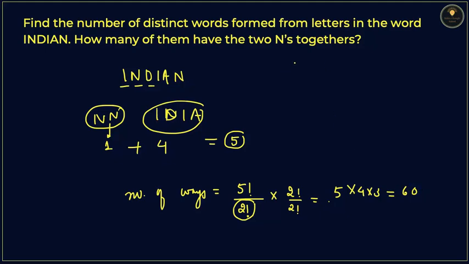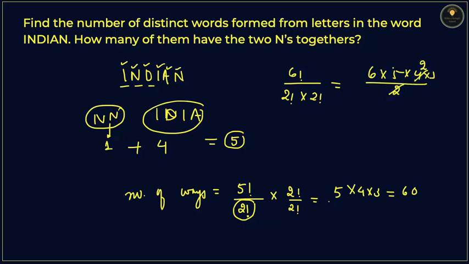If I am saying that the two Ns are not together, what you'll do first is find the total number of arrangements in which we don't have any constraints. So firstly we will count the letters: 1 2 3 4 5 6. So we will write 6 factorial by 2 factorial into 2 factorial, and you will get 6 into 5 into 4 into 3 and divide it by 2. So 2 can cancel this value. 2 threes are 6, 6 fives are 30, 30 sixes are 180. So this is the total number of cases in which no condition is applied.